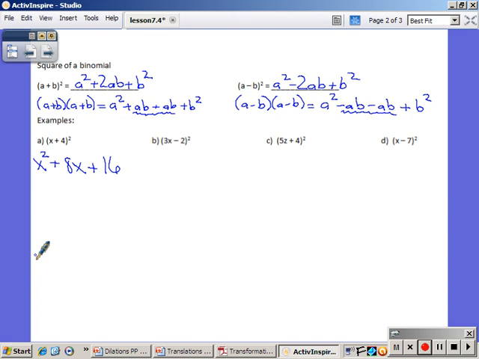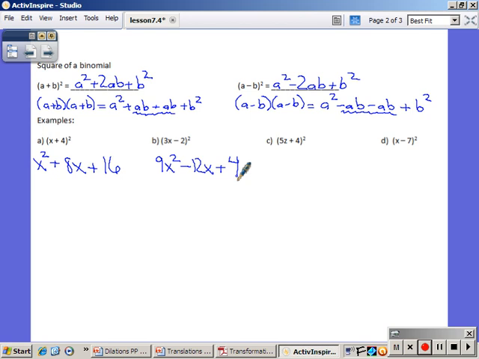For letter B, this time it's the square of a binomial, but it's a difference this time. Still, square the first term. The first term's 3x. You need to square both the number, the coefficient, and the variable. So 9x squared, minus in between. The product, 3x times 2 is 6x. Double it, 12x, plus 2 squared, or 4.